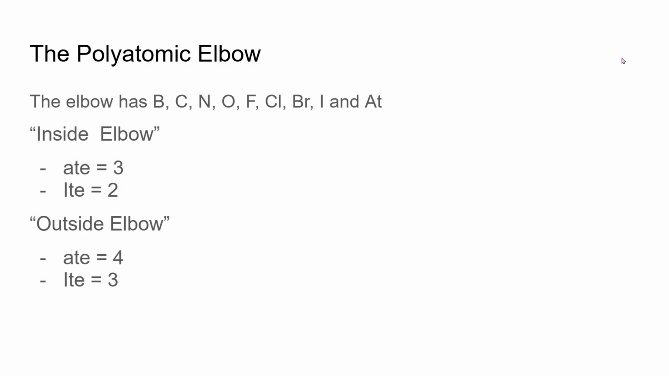The polyatomic elbow. The elbow has boron, carbon, nitrogen, oxygen, fluorine, chlorine, bromine, iodine, and astatine. Inside the elbow, there's either -ate or -ite. Ate is 3, ite is 2. Outside the elbow, you're going to find 4, which will be -ate, or 3, which will be -ite.